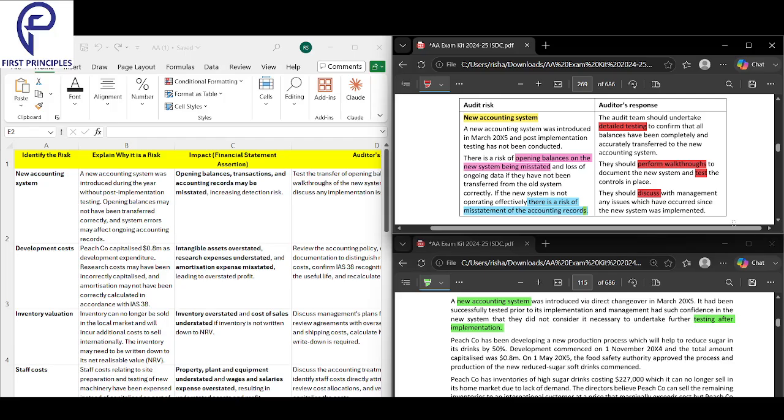So firstly, we identified the risk. Second, we explained why it is a risk: there's a risk of misstatement of accounting records. And then we explained the impact: your opening balances will be wrong.